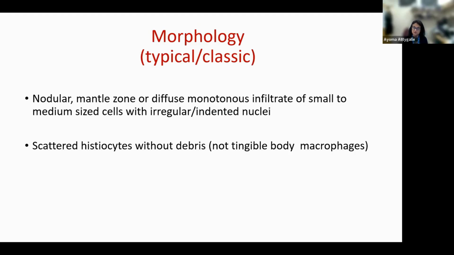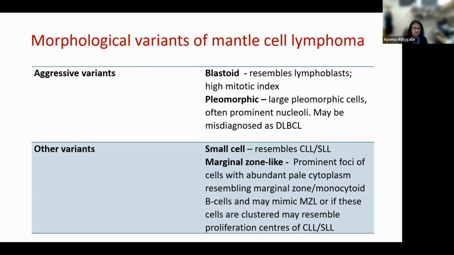So morphologically, the typical or the classic mantle cell lymphoma can be nodular, it can have a mantle zone pattern, or it can be a diffuse infiltrate. It's a monotonous infiltrate of small to medium-sized cells with irregular, indented nuclei. And as we saw, there are scattered histiocytes without debris, so they are not tingible body macrophages.